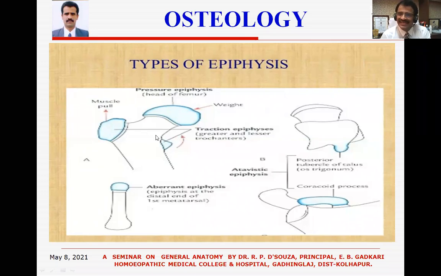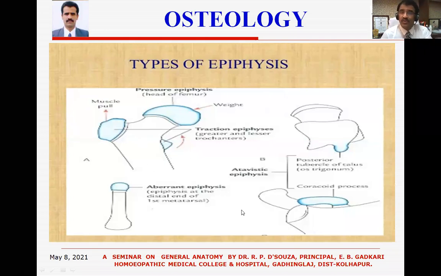Aren't these ends and tips of a long bone? Yes, these are the tips and ends of long bone. So they are called epiphyses. And the common epiphyses are only two. Basically, only two are very important. One is pressure epiphysis, another is traction epiphysis. You can see both of them in the upper end of humerus.